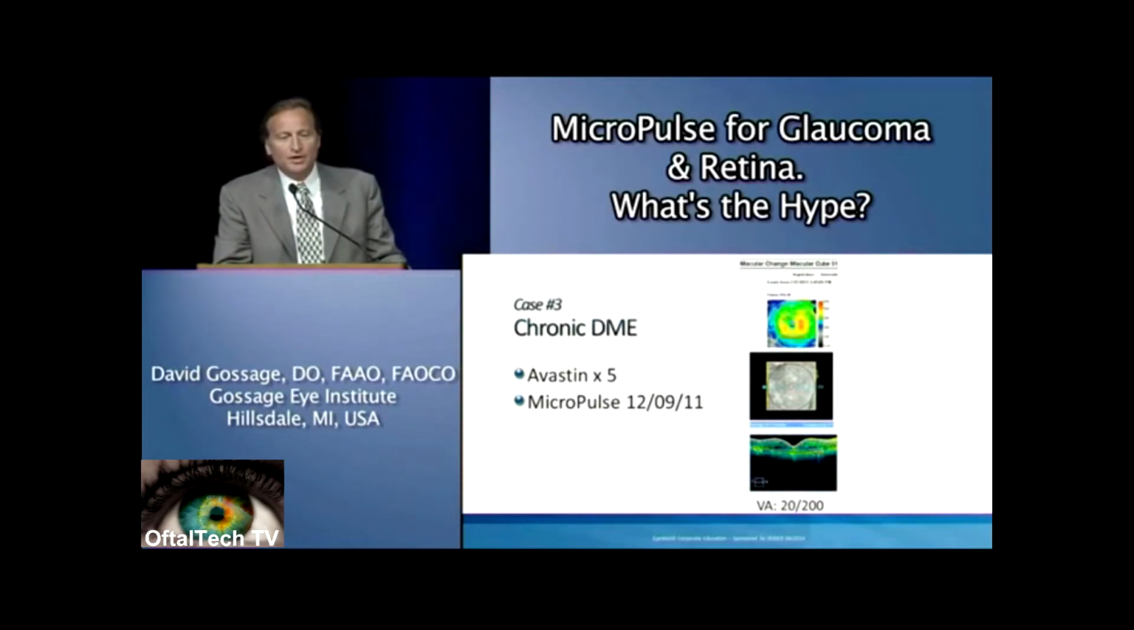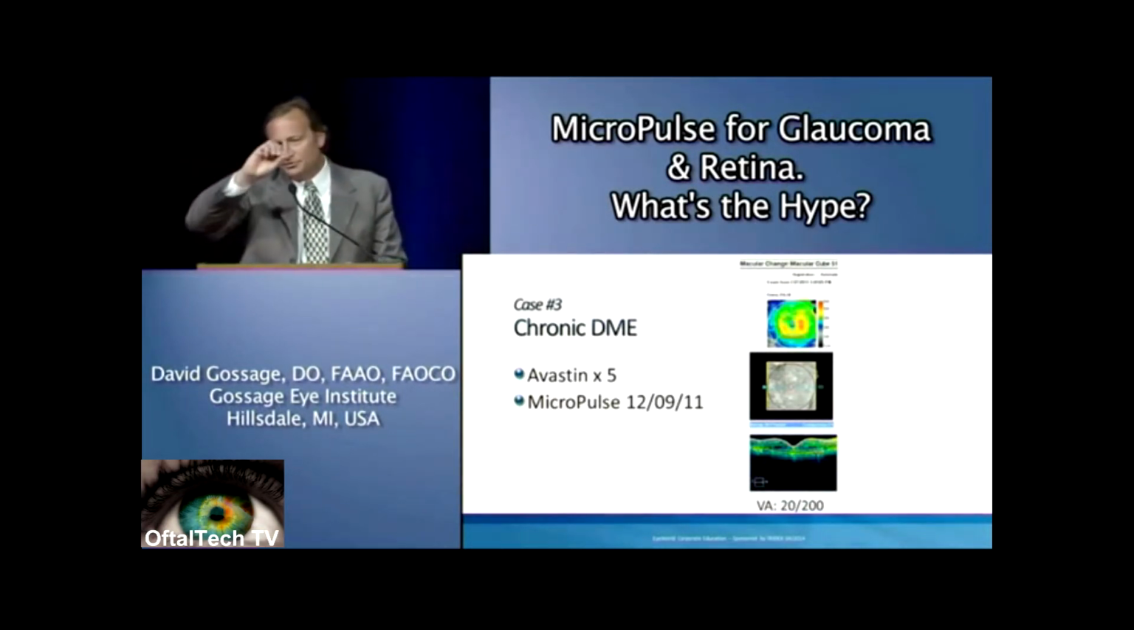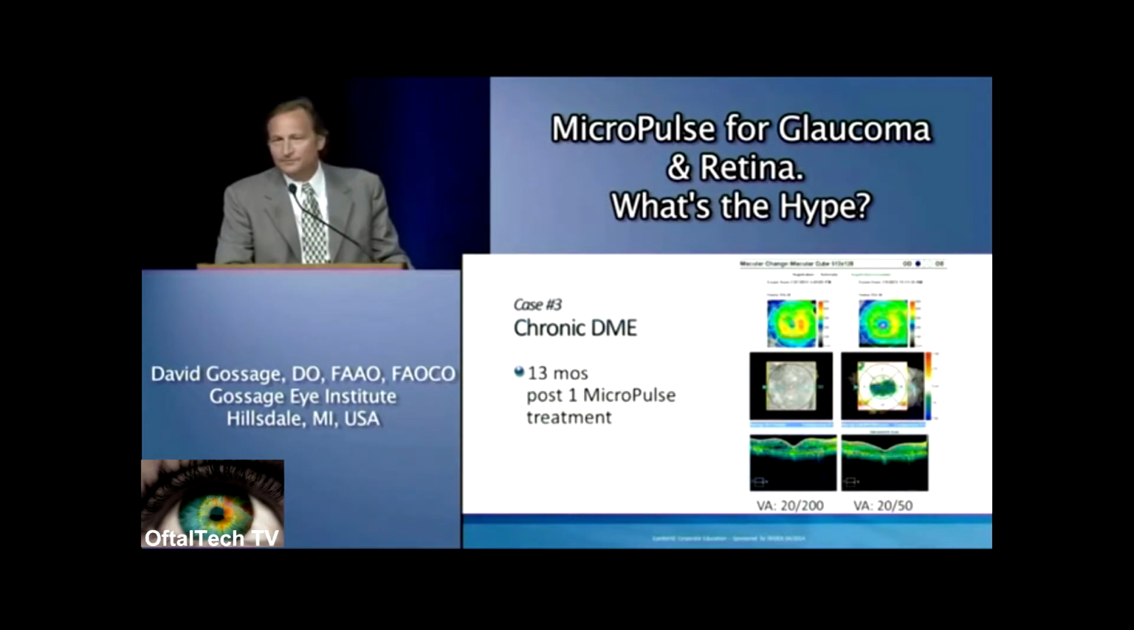Next case is a patient with chronic diabetic macular edema, has had 5 Avastin injections. MicroPulse was carried out in December of 2011. This is prior to Texel, so I was doing a paintbrush technique, basically going across, up and down, side by side to be able to treat that area of edema. Visual acuity is 20/100 pre-MicroPulse, and here we are at 20/50 post-MicroPulse. This is 13 months after MicroPulse laser, no additional anti-VEGF therapy. So this patient had multiple treatments before, didn't respond, did respond to laser.